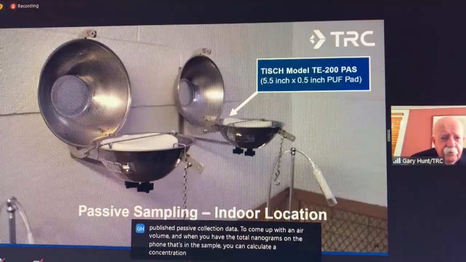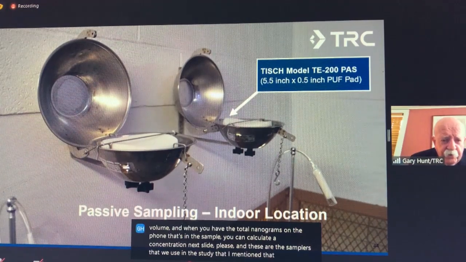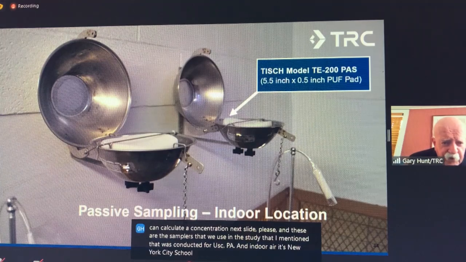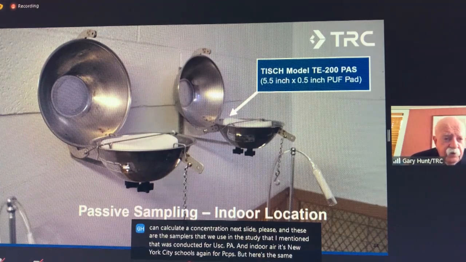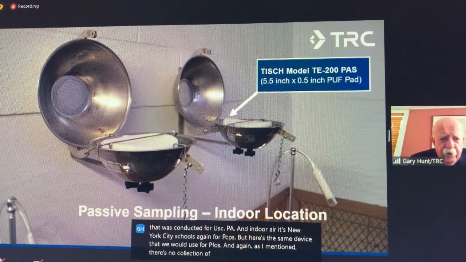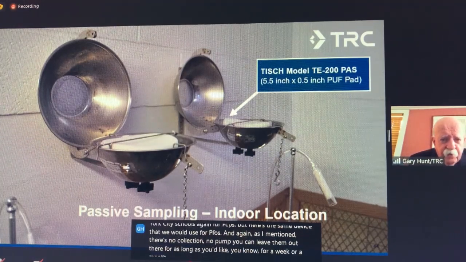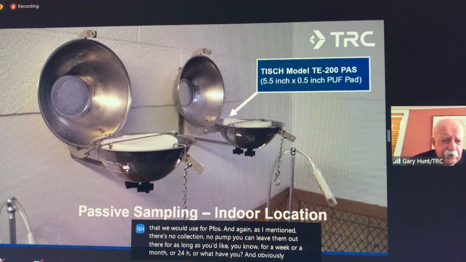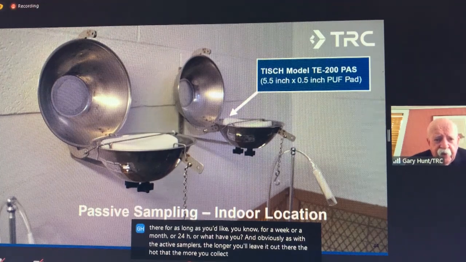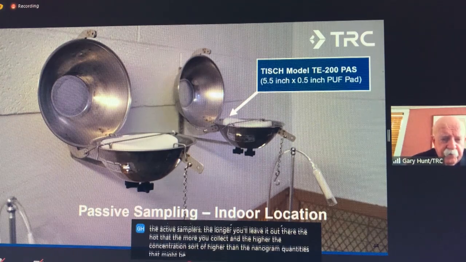Next slide, please. And these are the samplers that we used in the study that I mentioned that was conducted for USEPA on indoor air at New York City schools, again for PCBs, but here's the same device that we would use for PFAS. And again, as I mentioned, there's no collection pump. You can leave them out there for as long as you'd like, for a week or a month or 24 hours or what have you. And obviously, as with the active samplers, the longer you leave it out there, the more you collect and the higher the concentrations or the higher the nanogram quantities that might be found on the disc. Next slide, please.